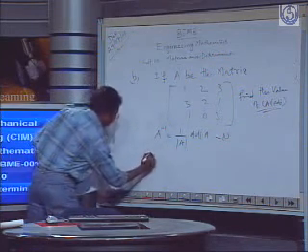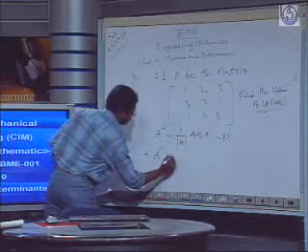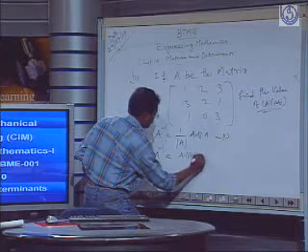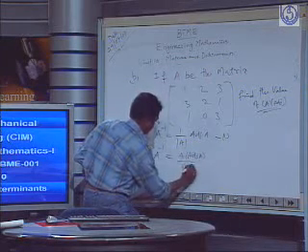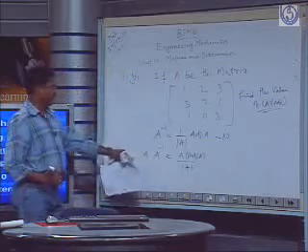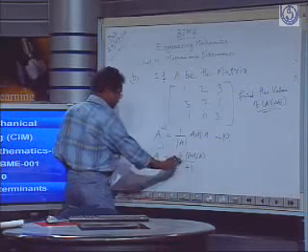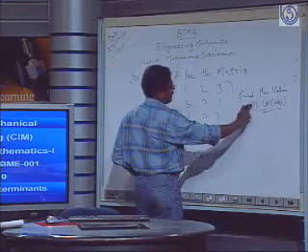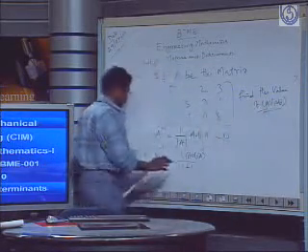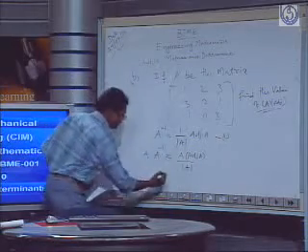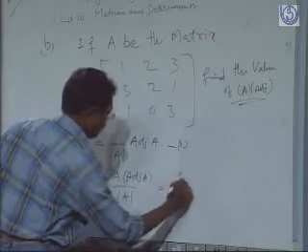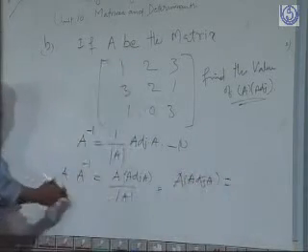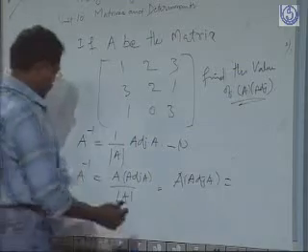So if we multiply A into A inverse, we will get A adjoint A by determinant A. This equation we will get. But we want only A into adjoint A. The question has asked to find the value of A adjoint A. So here we got it. What is A adjoint A? We have to take this to the other side.